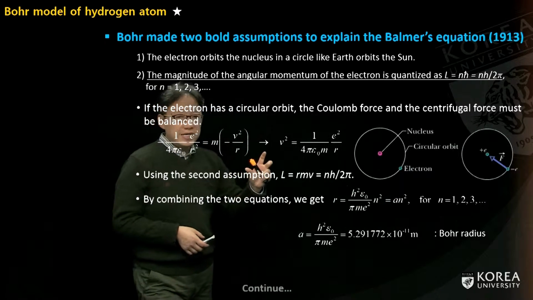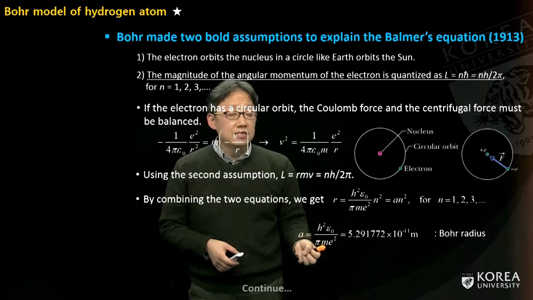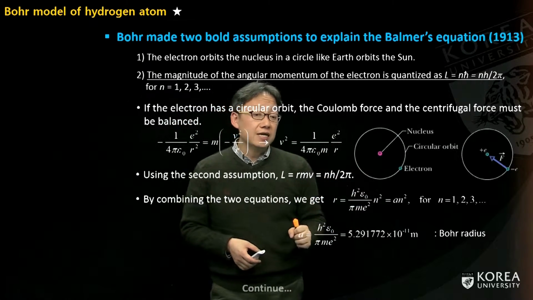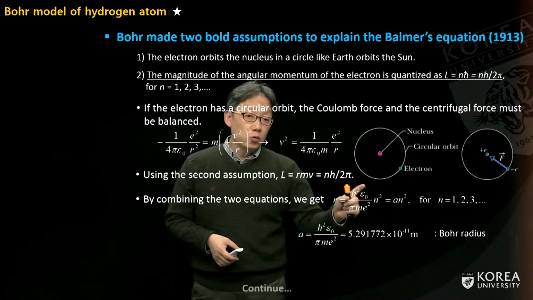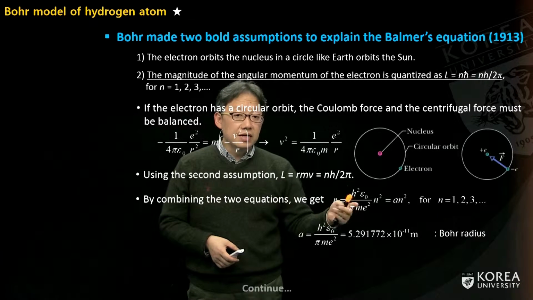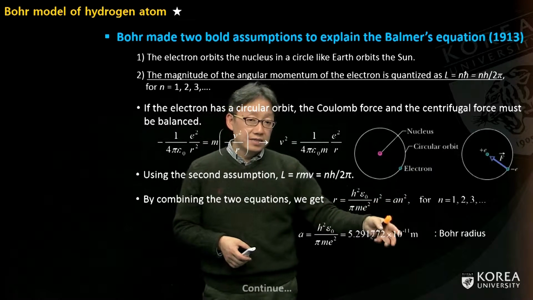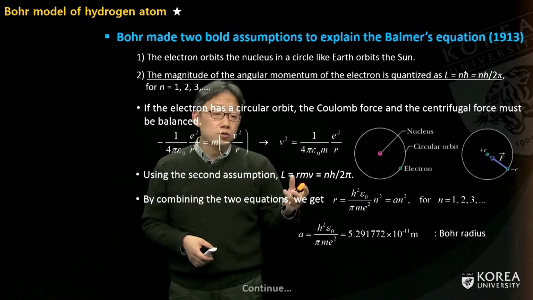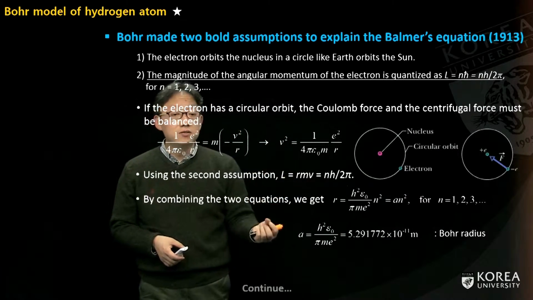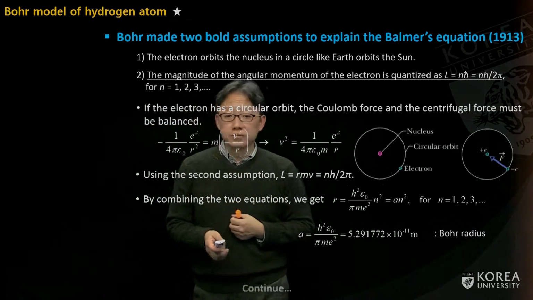So it again gives you the idea that inside hydrogen, the orbit of the electron must be quantized. When this number n is just 1, you will have R equal to a, and this is what we call the Bohr radius. The Bohr radius is the smallest radius available for the electron to orbit around the proton.